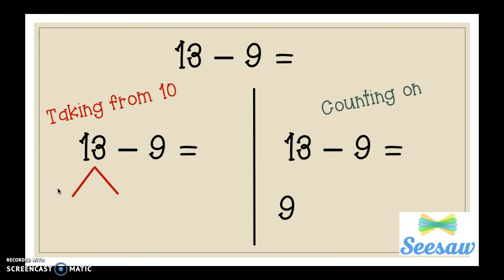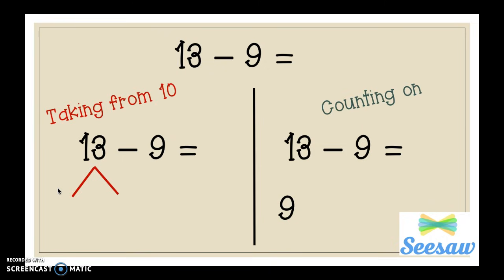You don't have to write the words taking from 10 or counting on, because I'll know when I see your good work. I want you to take your dry erase board and put it into two pieces by drawing a line down the middle. Or in your math journal, you can do the same thing. On one side, I want you to write 13 minus 9 equals, and do you see how I started making a number bond out of that 13?